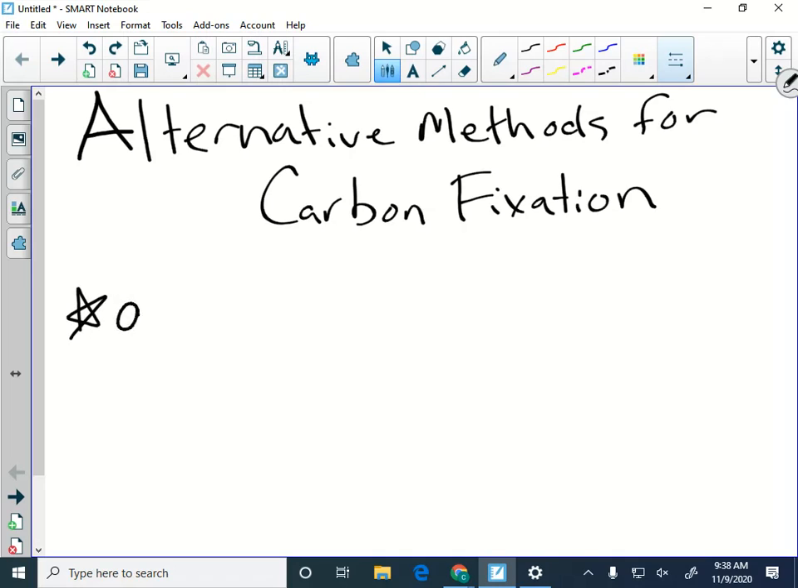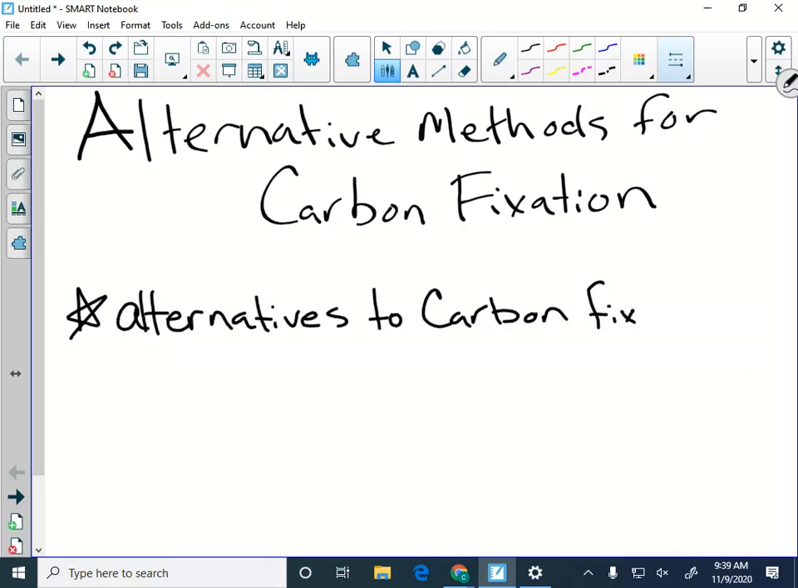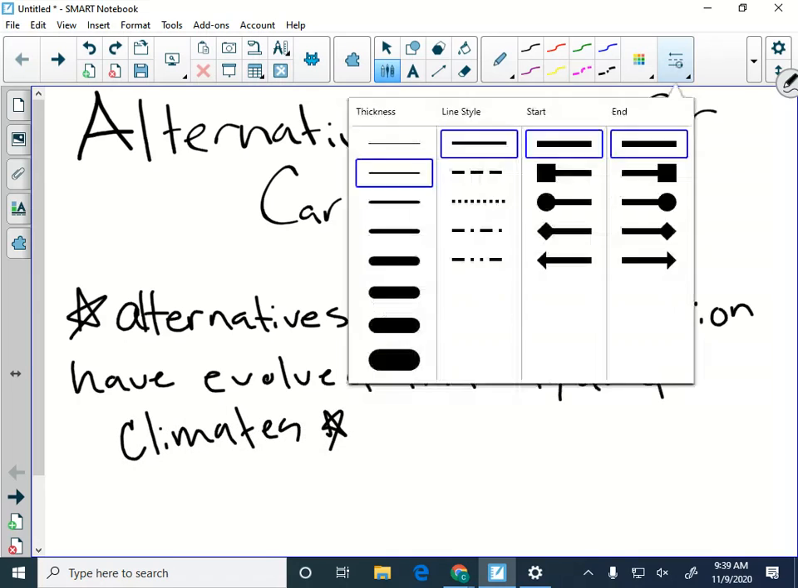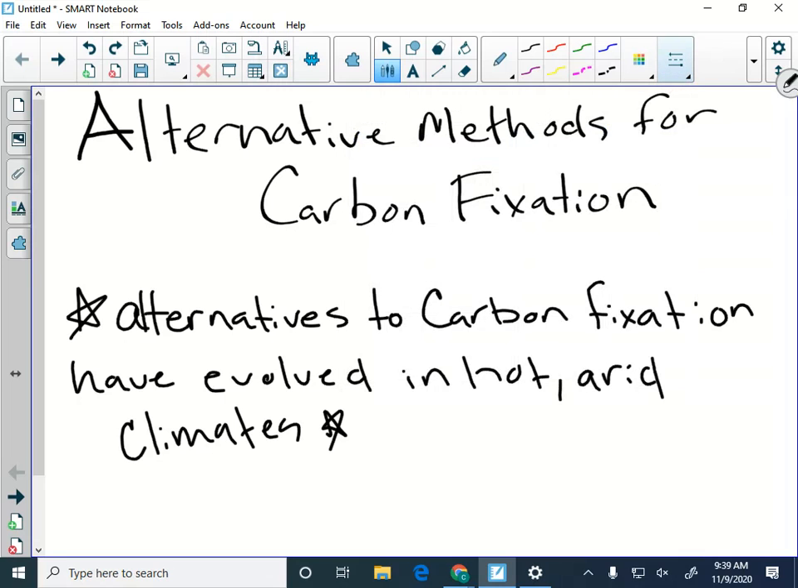So, alternatives to carbon fixation have evolved in hot, arid climates. So we will talk a lot about the evolutionary connections, especially in this lesson.